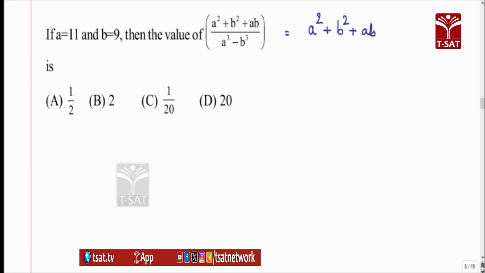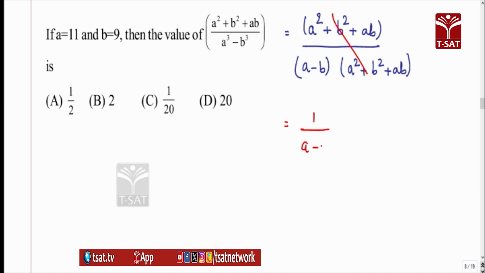If you write it as a minus b into a square plus b square plus ab, we know this a square plus b square plus ab and a square plus b square plus ab gets cancelled. So, what you are going to left out? Simply 1 by a minus b is left out. So, if you can imagine the formula directly, you can say 1 by a minus b will be left over. So, the answer is 1 by 11 minus 9, that is 2, which is 1 by 2.